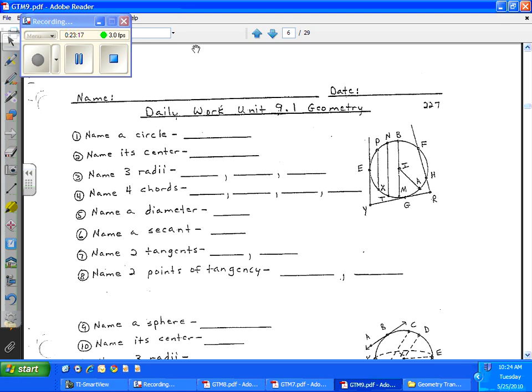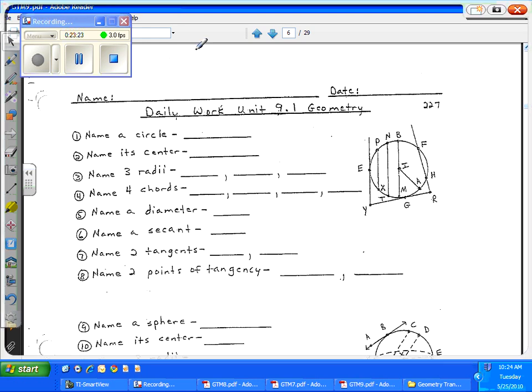All right, daily work unit 9.1. Name a circle. A circle is a set of all points in a plane, a given distance from a given point in that plane. We name a circle by making a circle symbol and using its center, and so we can call that circle I.